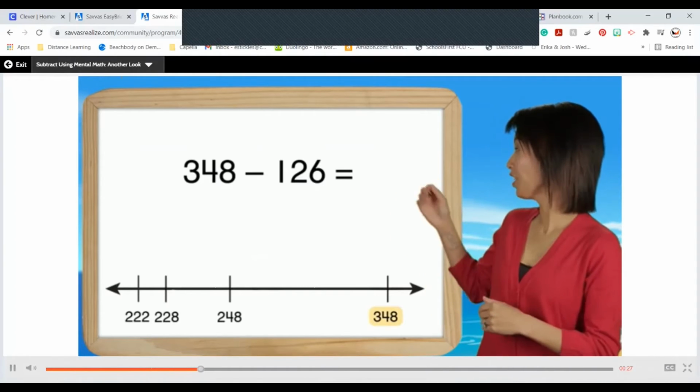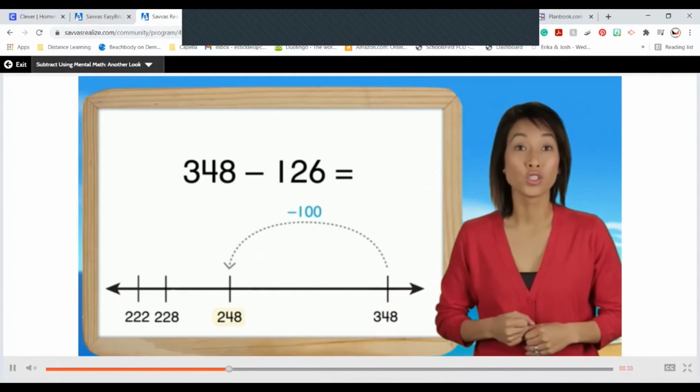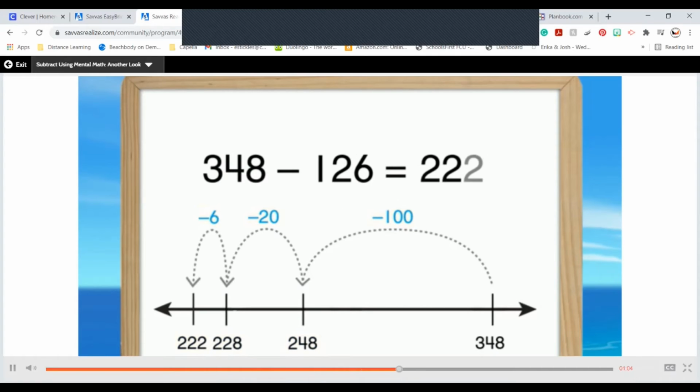We'll start at 348 and count back 100 to 248. Now, we'll count back 2 tens, or 20, to 228. We're getting close. Next, we'll count back 6 ones to 222. So we count back 126, or 100, 2 tens, and 6 ones. That's a total of 222. So 348 minus 126 equals 222.